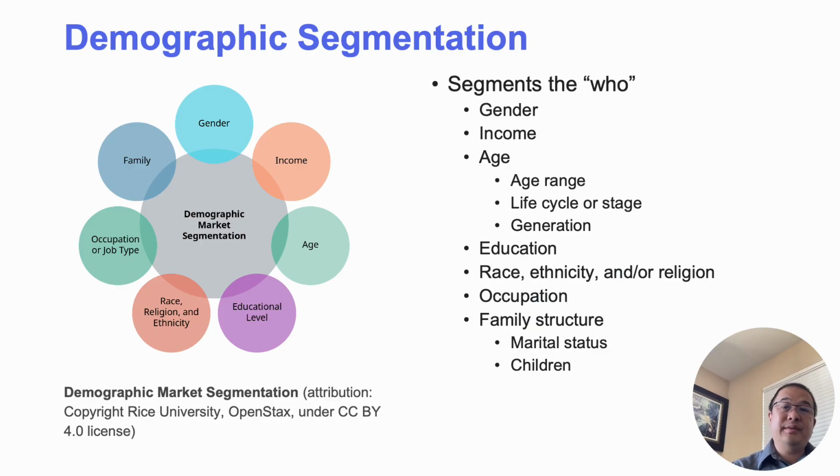Number 6, occupation, or the job type. People's jobs influence what they buy. Examples are construction workers need safety equipment, doctors need medical supplies, office workers may buy laptops and business attire. Number 7, family structure. The slide includes marital status, single, married, or divorced, and children, with or without children. Examples are Disney targets families with children. Dating apps often market to single adults.